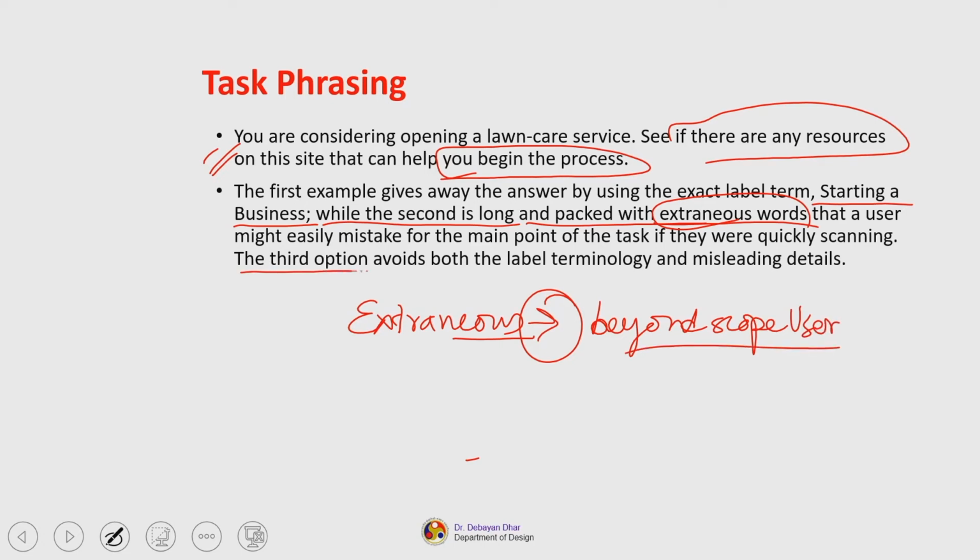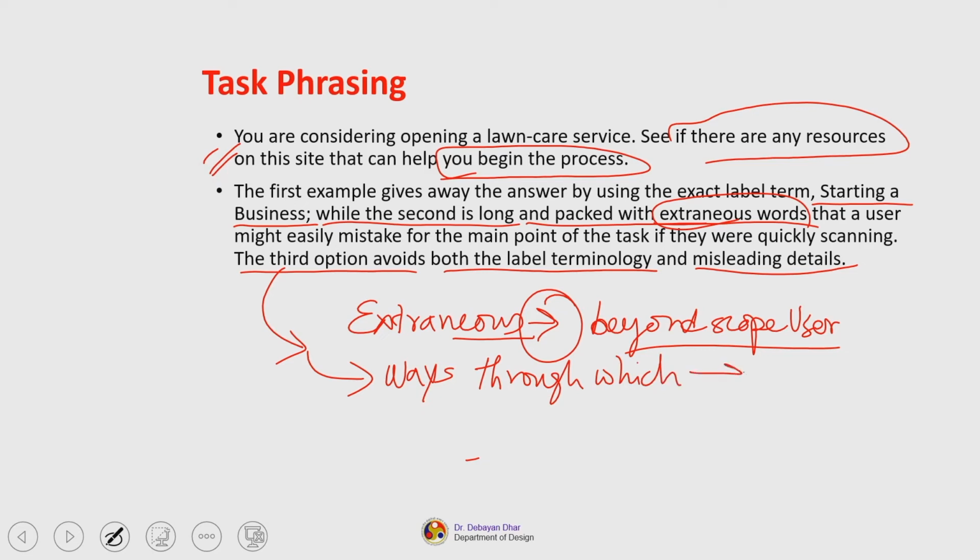So, what is the third option for us? The third option should be that you ask the person to identify ways through which this person can start a different income source.